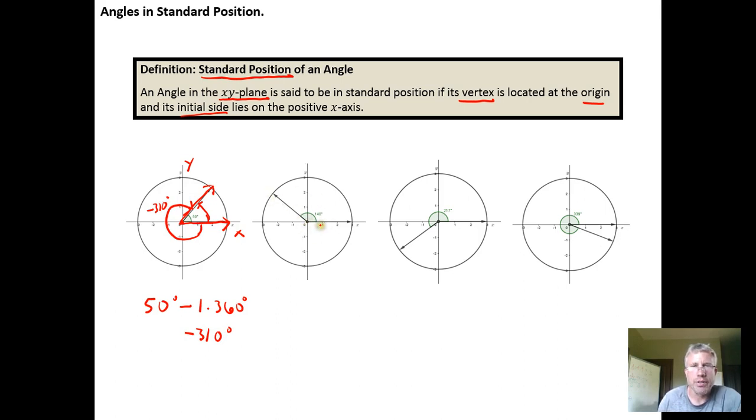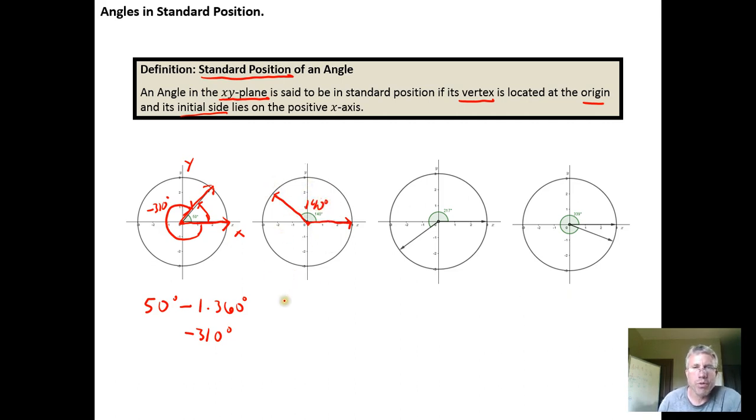Here's a quadrant 2 standard position angle, vertex at the origin, initial side on the positive x-axis, and we've rotated through by 140 degrees to the terminal side of the angle. That's 140 degrees. I know it's difficult to see.